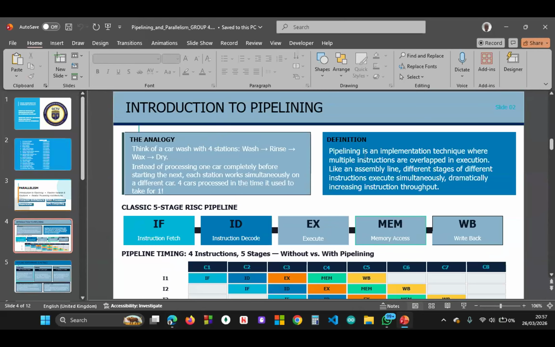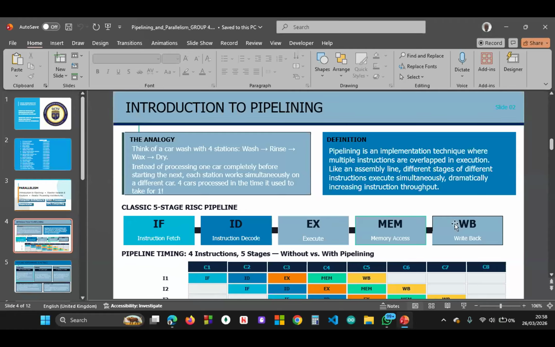Introduction to pipelining. Definition: pipelining is an implementation technique where multiple instructions are overlapped in execution. Like an assembly line, different stages of different instructions execute simultaneously, dramatically increasing instruction throughput. So a clear analogy is here.